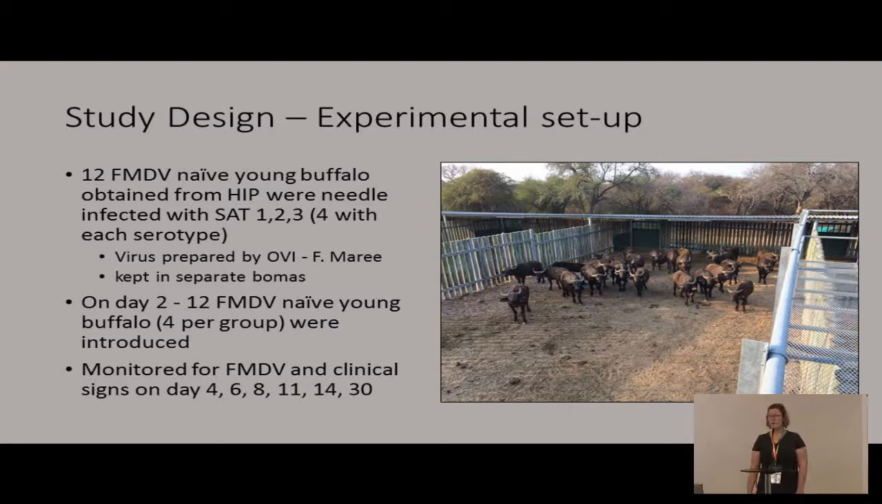The virus was prepared by Francois at OVI. And then they were separated immediately upon infection and kept in separate bomas so that there wasn't cross-transmission from an SAT2 into an SAT1. And then on day 2, we took 12 FMD naive buffalo, 4 per group again, and introduced them into each group. So there's 4 naive and 4 infected in every group.